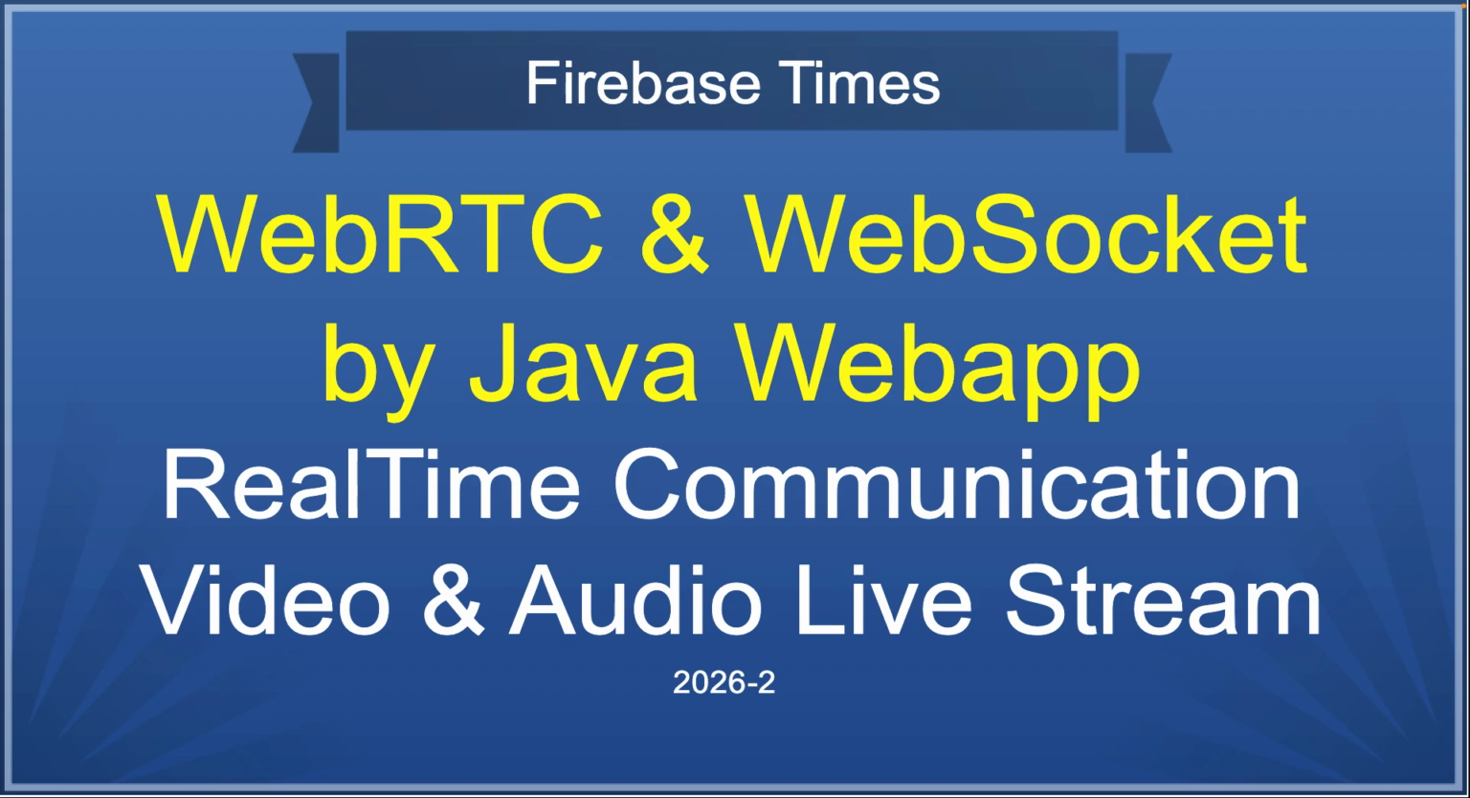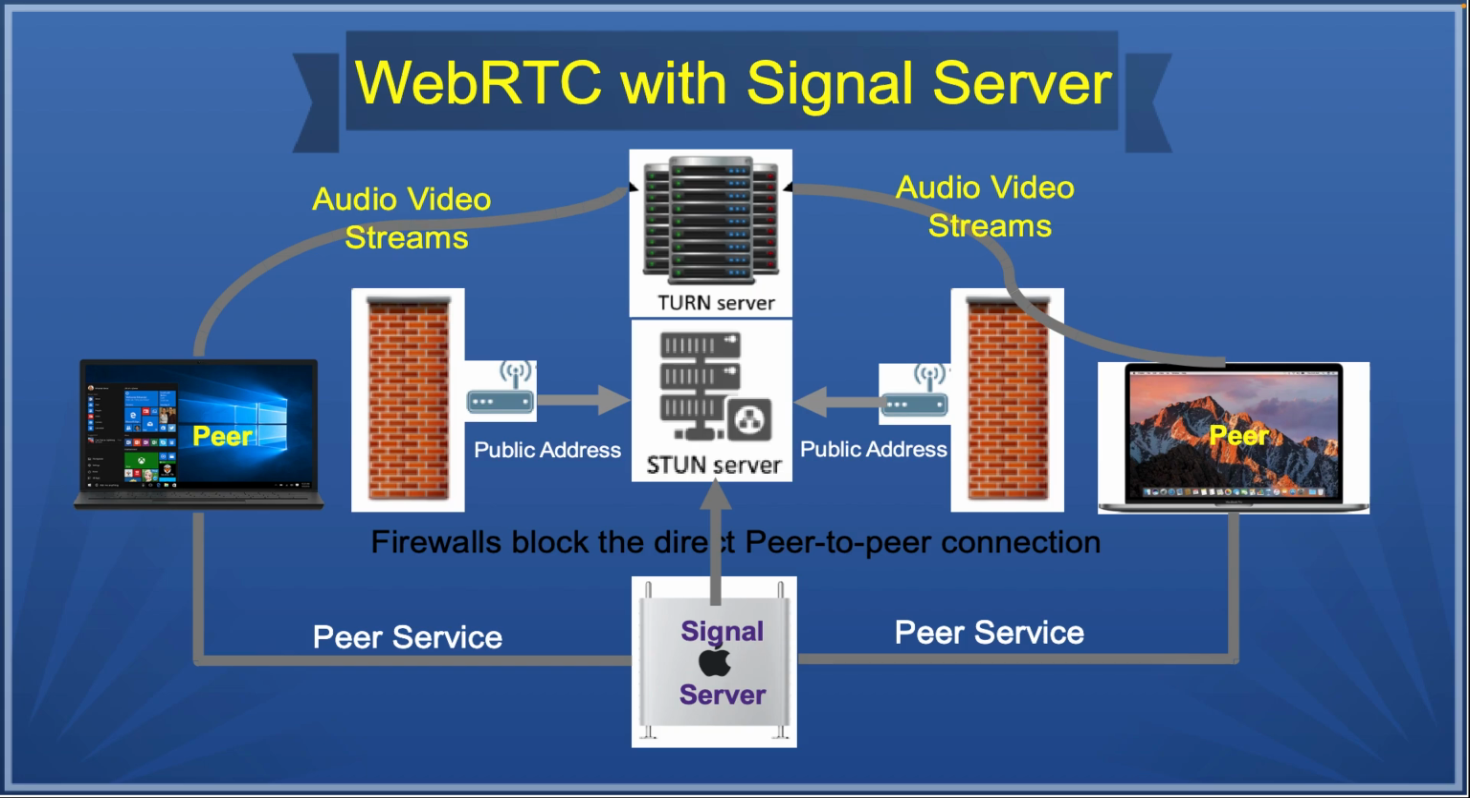Today's presentation is WebRTC real-time communication and WebSocket implemented by a Java web app for real-time communication, video, audio, and live stream. WebRTC with a signal server is briefly shown at the bottom. A signal server provides a peer service, an HTTP server, a web server, and at the top there are two external servers called a TURN server and a STUN server.